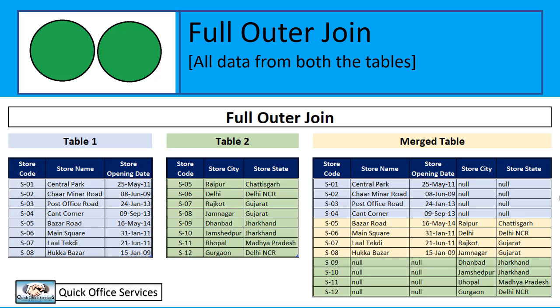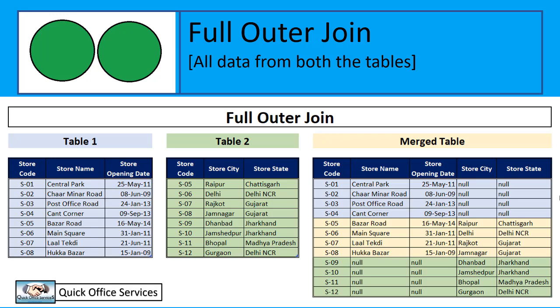table 1. But what full outer join does is merge all the data from both the tables irrespective of matching entries. If you see the merged table on the right-hand side, the first 4 stores are only in the first table, and the middle 4 stores are in both tables. So you can see all the details like store name, store opening date, store city and store state for the 4 stores in the middle. But for the first 4 stores you have null values for store city and store state, because those stores are not there in table 2.